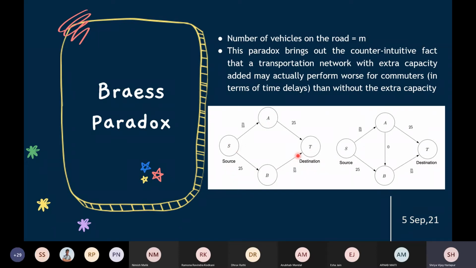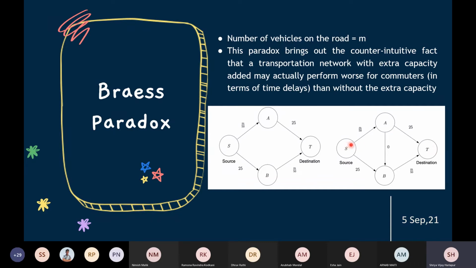Now, the interesting thing happens when you introduce a link between A and B, directed from A to B, and you say that the time to go from A to B using this link is negligible, it's zero. So it's almost instantaneous going from A to B. Now, the paradox that arises here is, you can't go from B to A, so obviously this 25 plus 25 constant time is not possible.